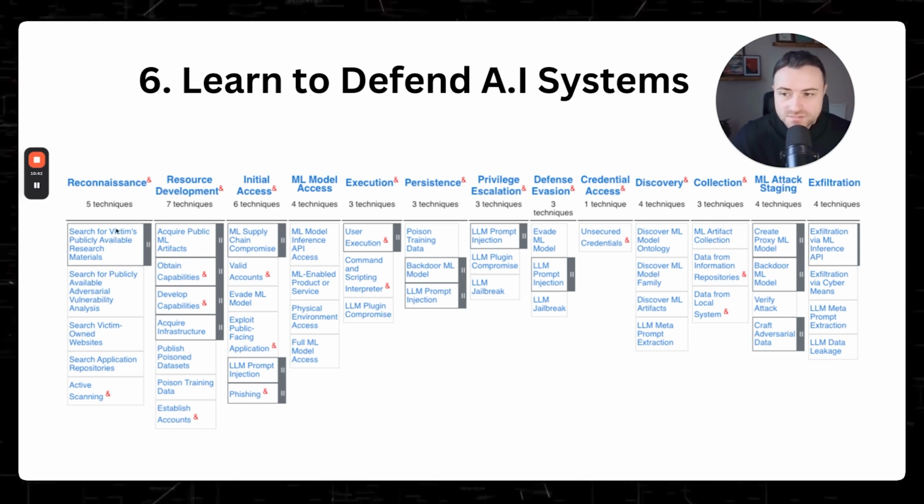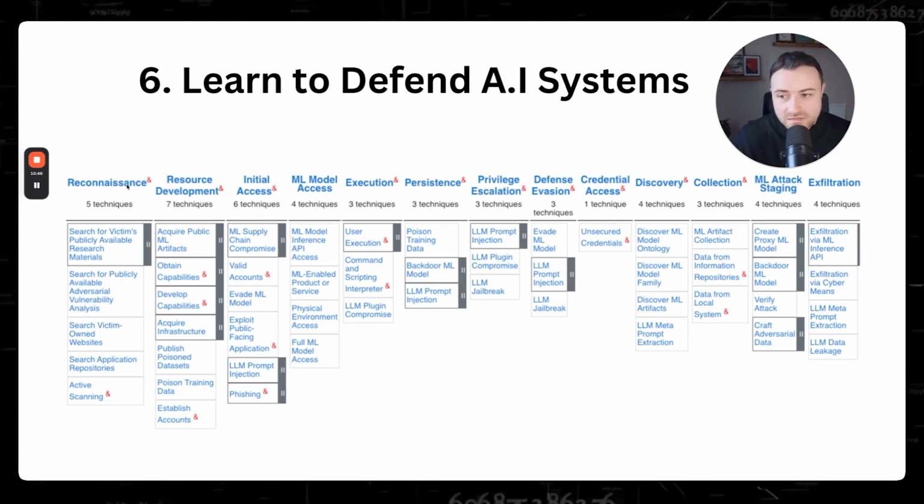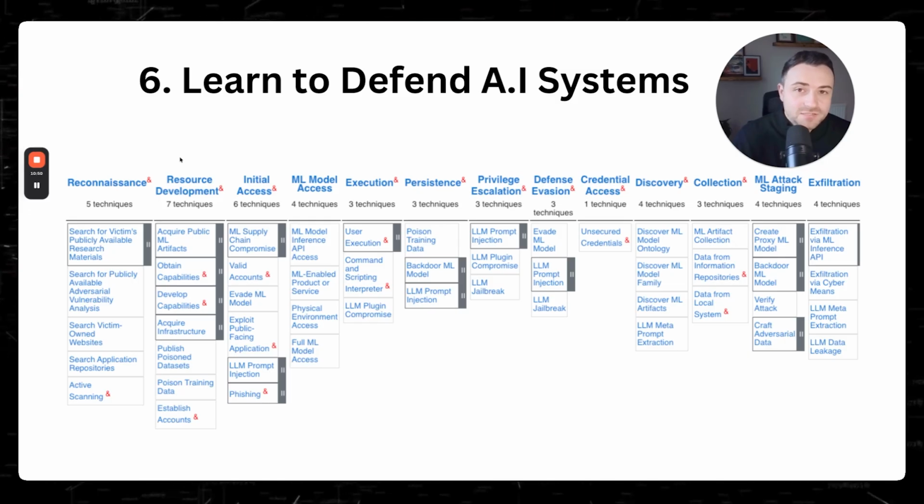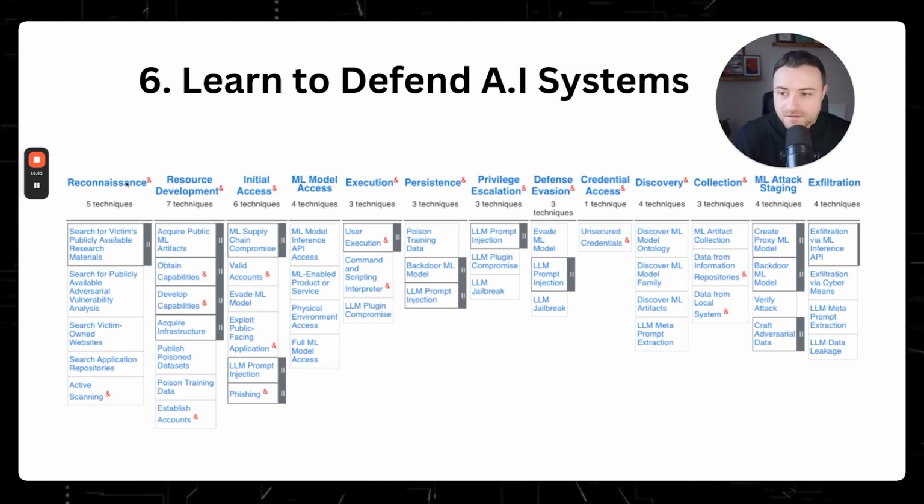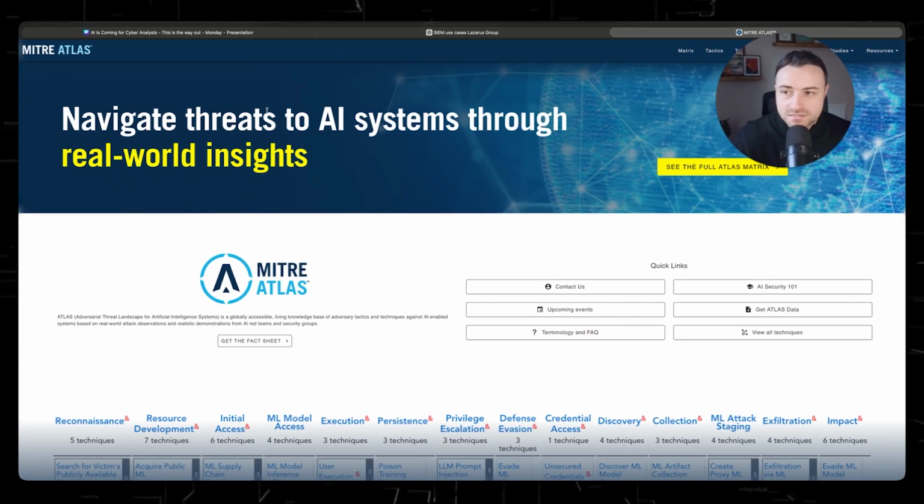So what this is here is the MITRE ATT&CK framework, but their ATLAS framework, which helps us understand how attackers are attacking these LLM and agent-based AI tools. What this shows is the step an attacker will take, and then within that step, the specific technique they will use to achieve it. So this is the MITRE ATLAS here.